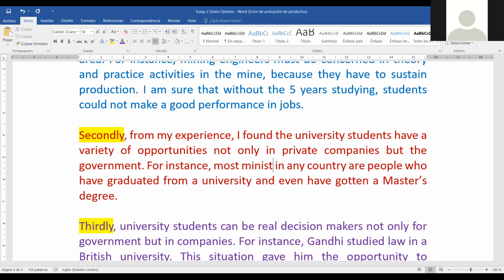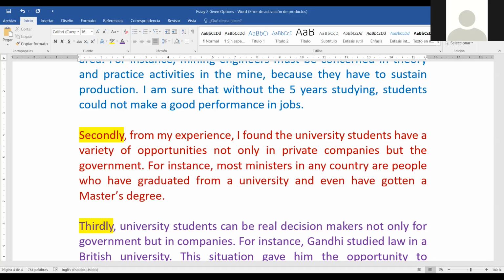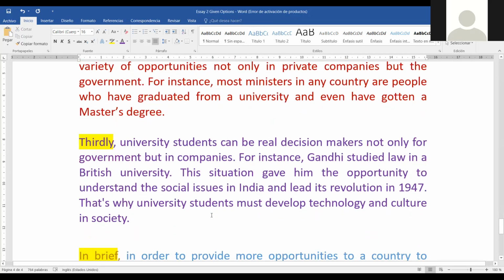I think I should pick ministers. In any country, there are people who have graduated from a university and even have gotten a master's degree. Thirdly, university students can be real decision makers, not only for government but companies. For instance, Gandhi studied law in a British university. This situation gave him the opportunity to understand the social issues in India and led its revolution in 1947.